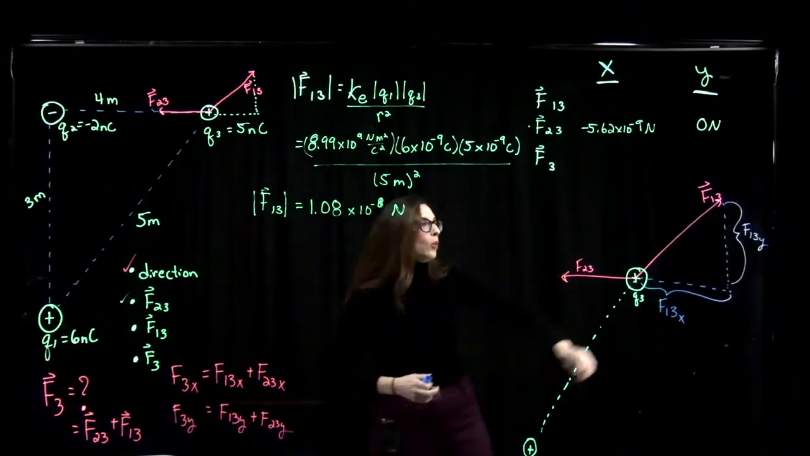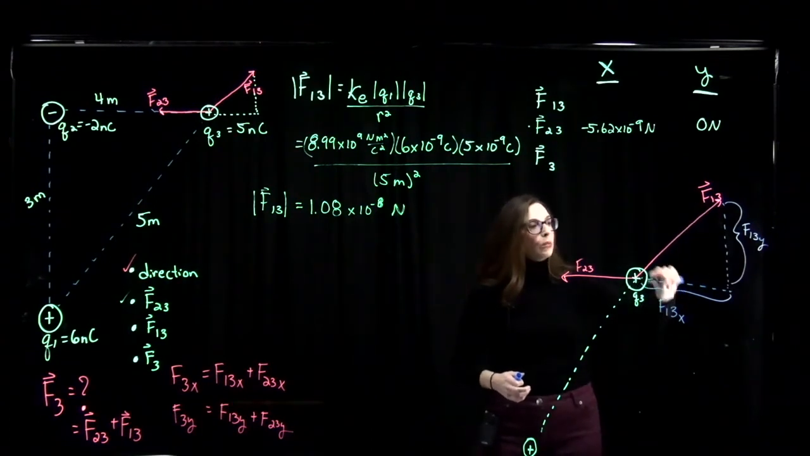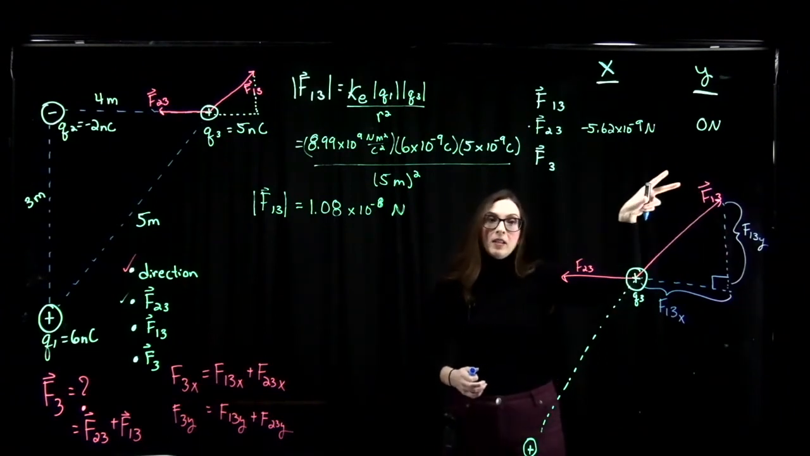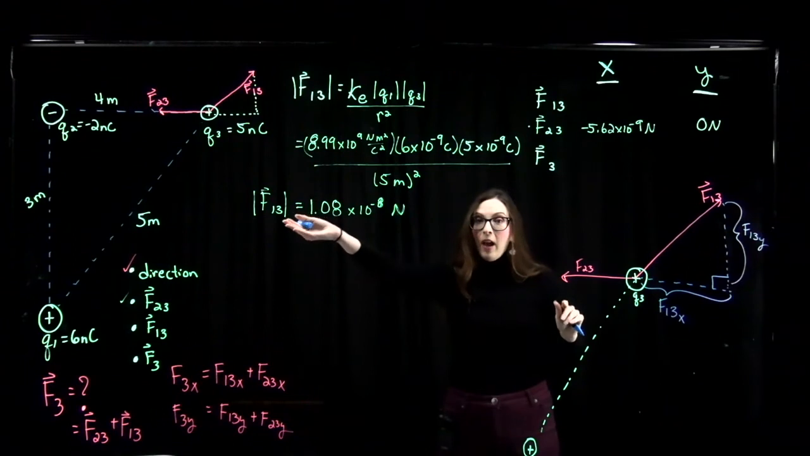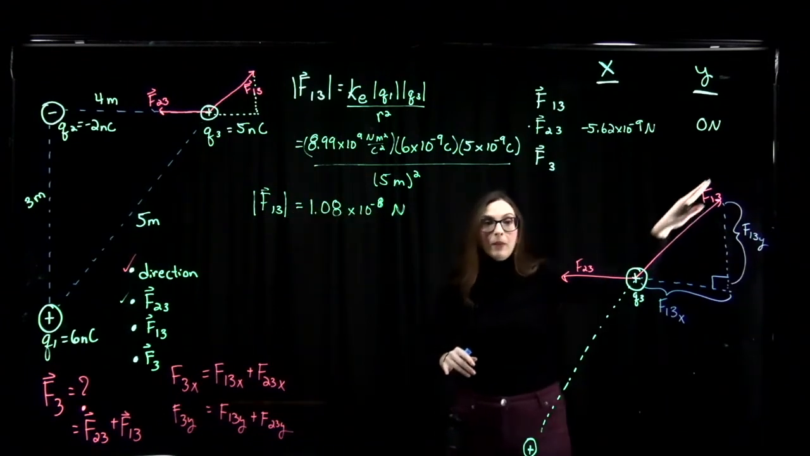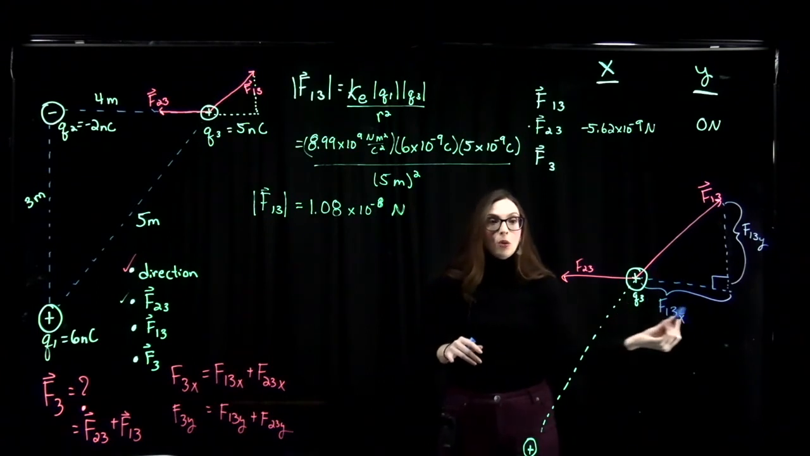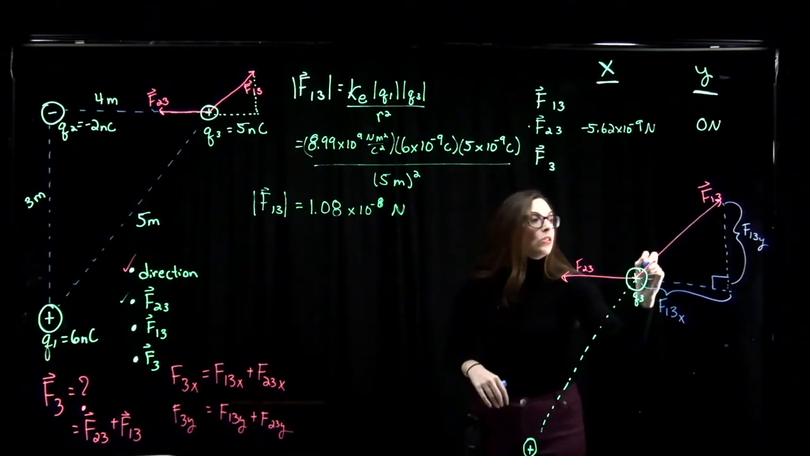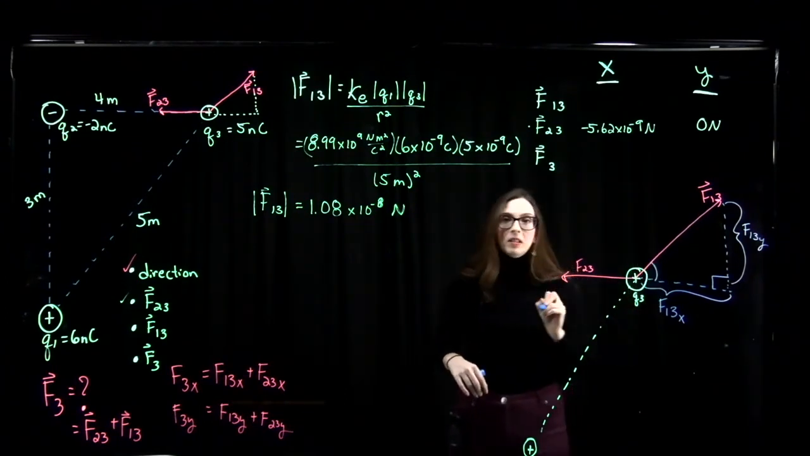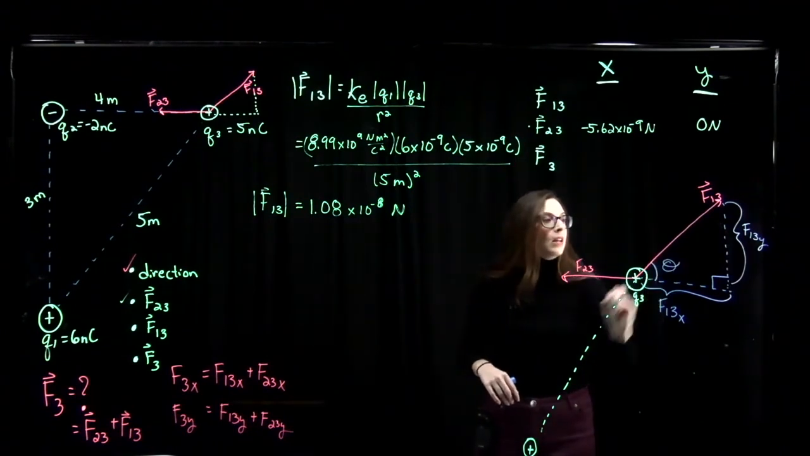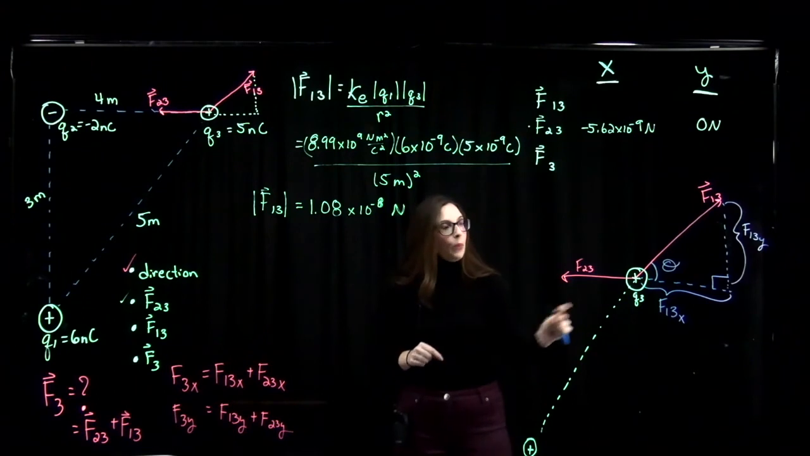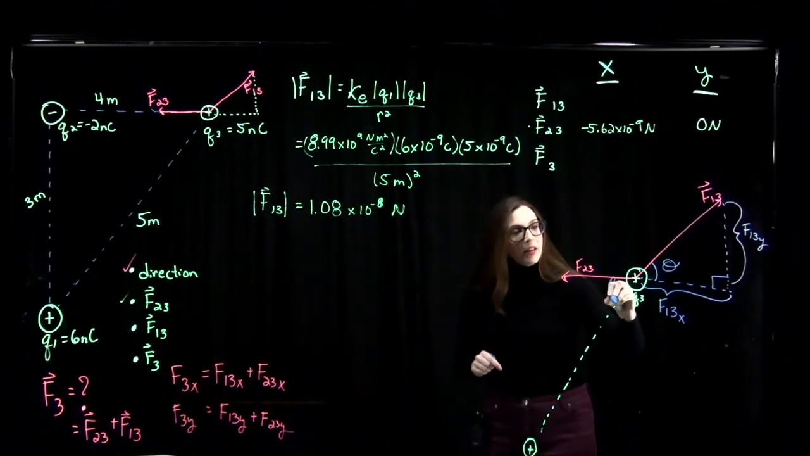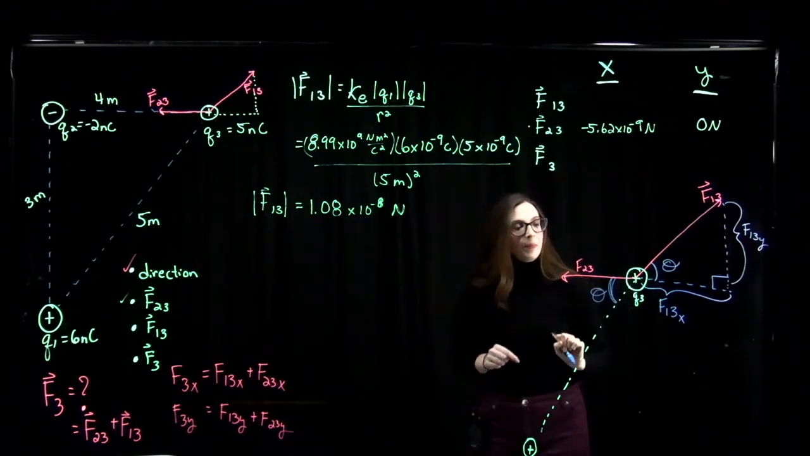In order to get these components, we've got a right angle triangle right here. The hypotenuse of this triangle is the magnitude of my vector F13, so that's what we just calculated. In order to get F13x and F13y, we can use sine or cosine, but we also have to know this angle in here, this angle theta. Well, how do we get that angle theta? Well, this angle theta is the same as this angle theta right here.